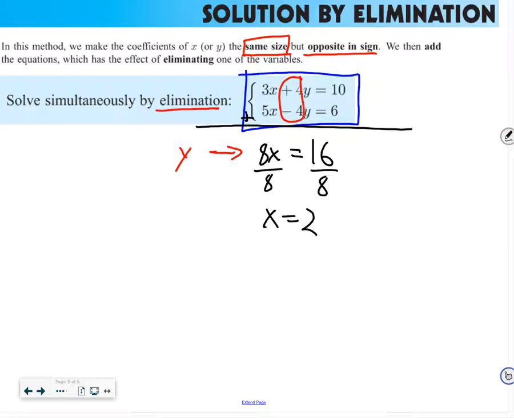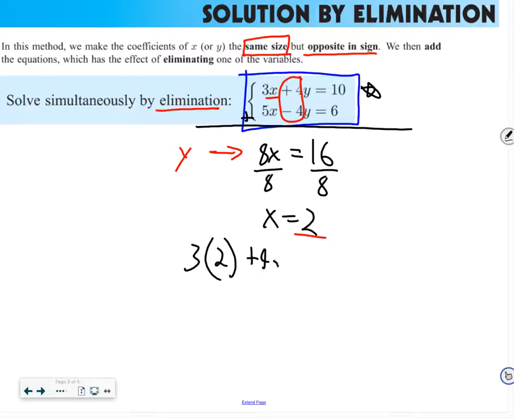Like all simultaneous equations, we need to get the final point that's the solution, so we need the y parameter. So at this point I can pick any equation, so I'm just going to pick the first one, and I'm going to substitute that in. So 3, well, I know my x is 2, so I'm going to substitute that in.